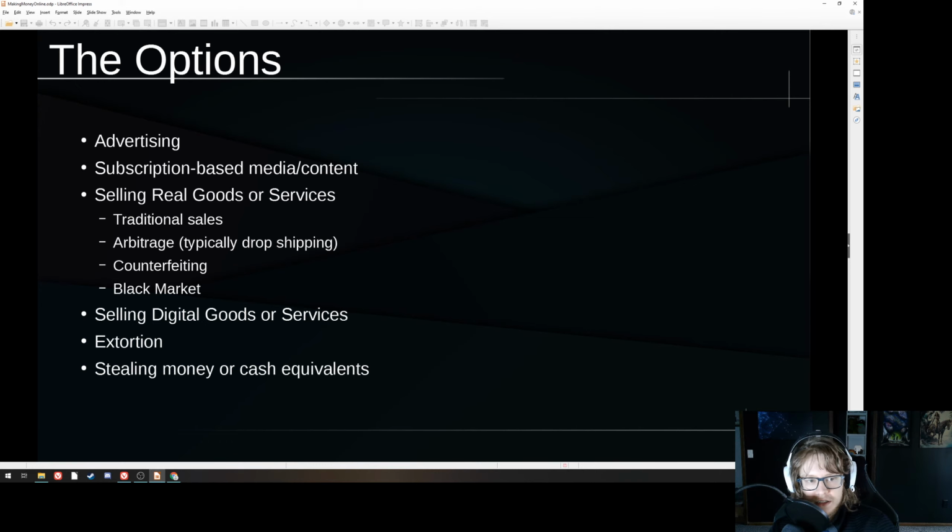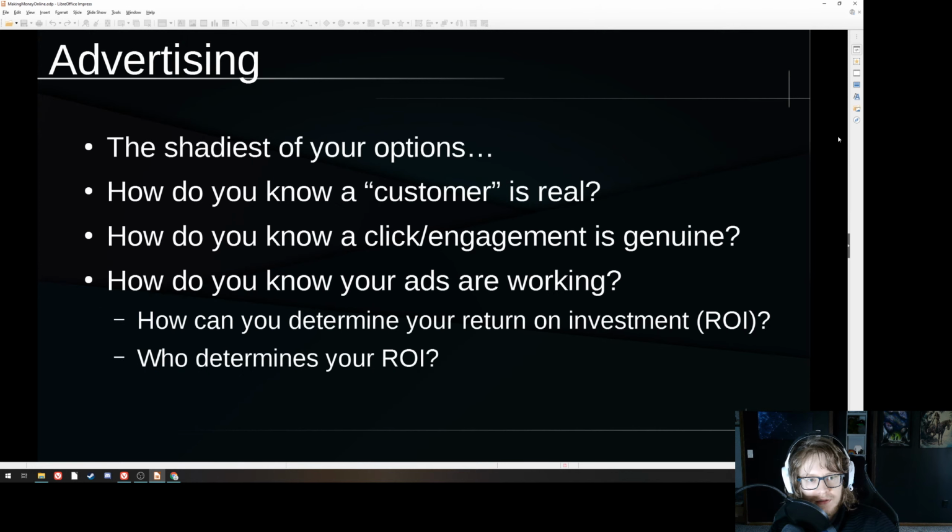Which of these is the shadiest and most morally reprehensible? Which of these is the worst? Well, that's easy. It's definitely advertising. Advertising is the shadiest profession there is. That is probably the least honest way to make money on the internet. But let's talk about some of the big problems in advertising that make it such a weirdly dishonest field.